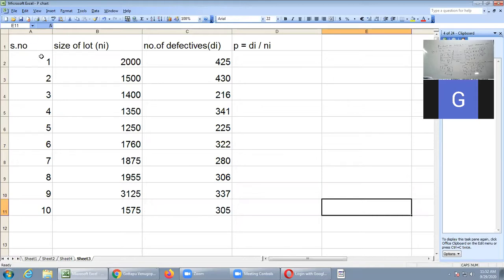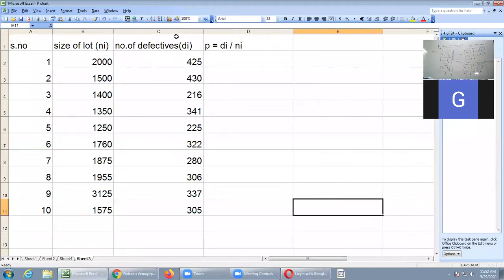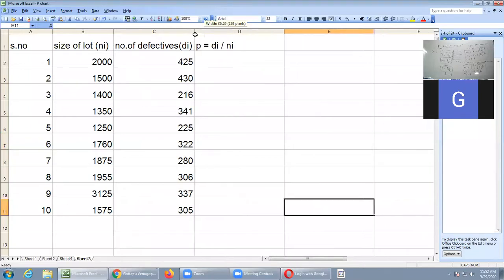So here only 10 lots are given. So 10 samples are given. Sample sizes are different. See the sample sizes, 2000, 1500, sample sizes are different. And defectives are given.